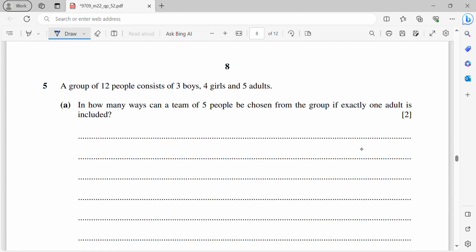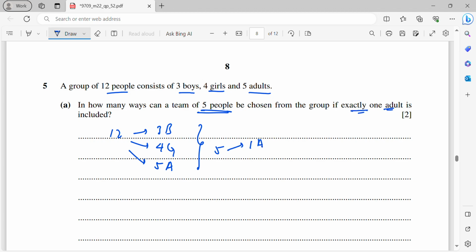Now question number 5. A group of 12 people consists of 3 boys, 4 girls, and 5 adults. Now, how many ways can a team of 5 people be chosen if exactly 1 adult is chosen? So from the 5 adults, I choose 1. Then for the rest I have to choose 4, so from here I know that the total is 7.